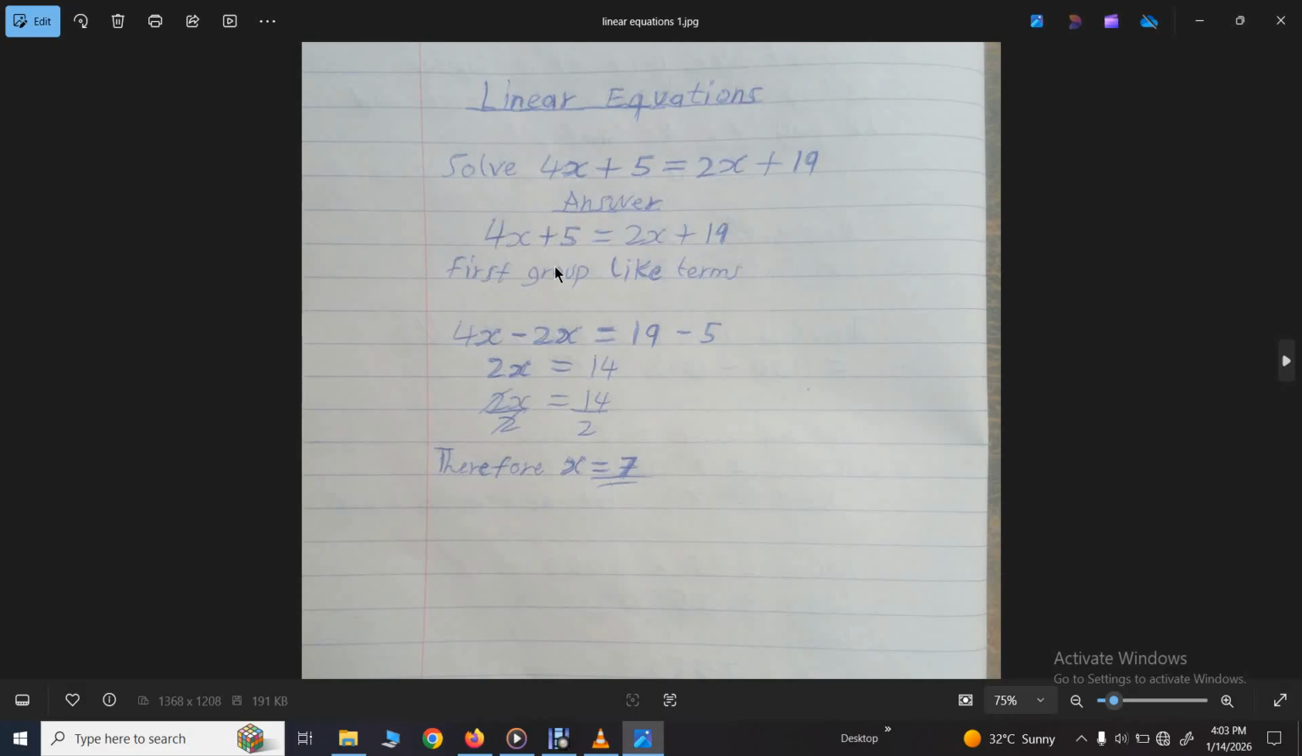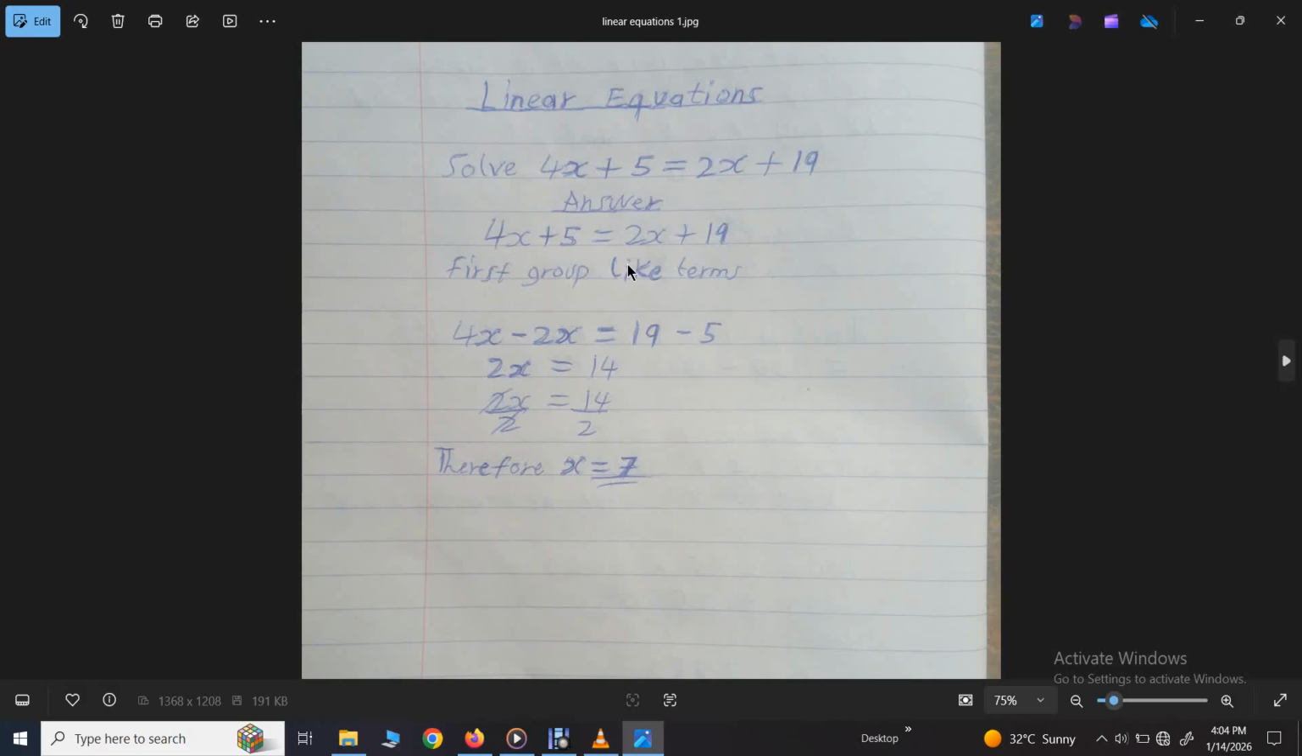The first thing you have to do is you group like terms. You send all the algebraic terms to one side and you send all the constant terms to the other side. So this is what you're going to do. You're going to send all the algebraic terms to the left side of the equation sign. And then we're going to send all the constant terms to the right side of the equation sign.